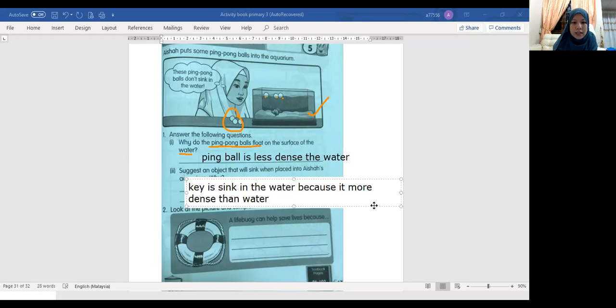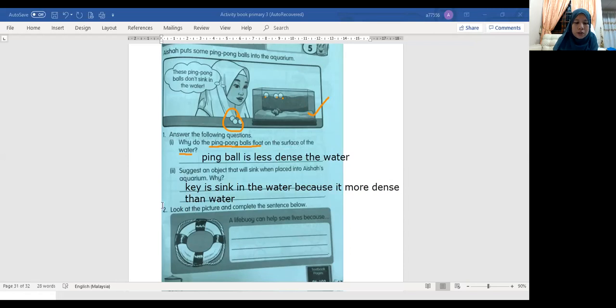Okay, you can mention any object. Here I said key. So you can put key, coin, any metal or stone. Okay, it's up to you. Now for the next question, look at the picture and complete the sentence below.